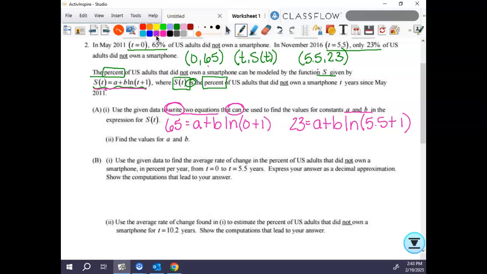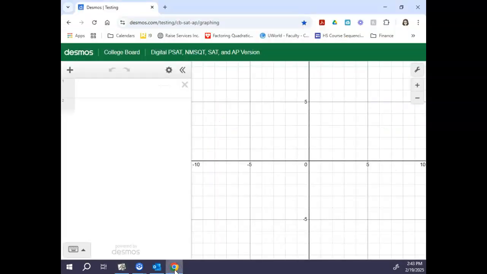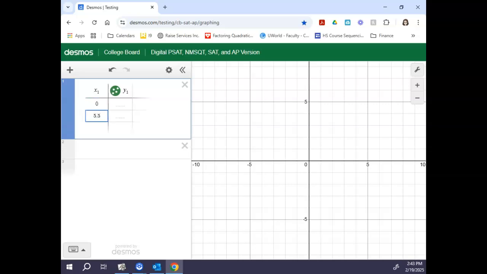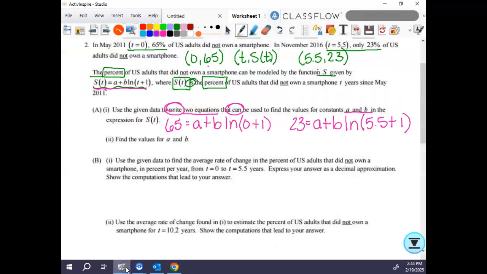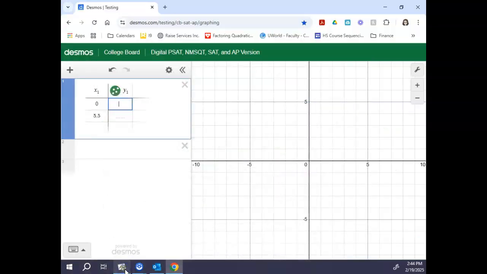I could do that by hand, but I don't need to. I have my calculator, or I have Desmos. So I'm going to go in here, and I'm going to add my table, and my points, my X values are 0 and 5.5. And my Y values are 65 and 23. I had that right.